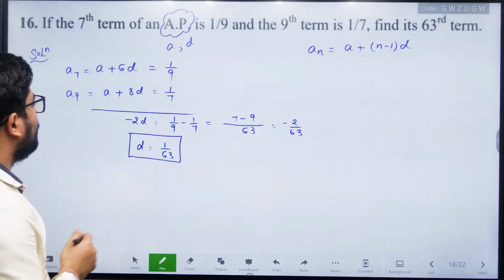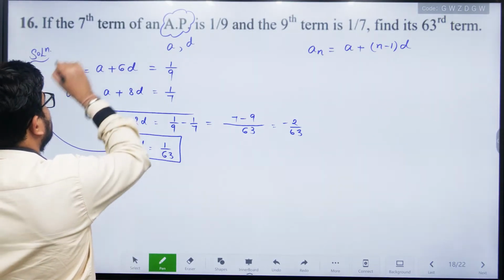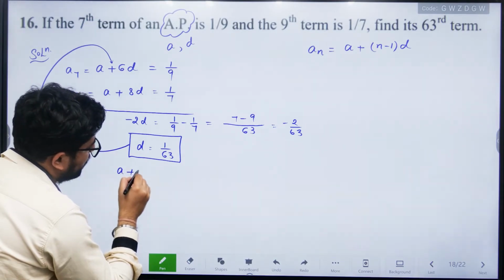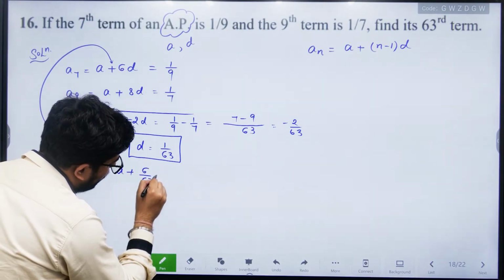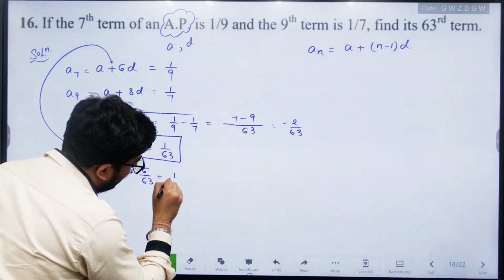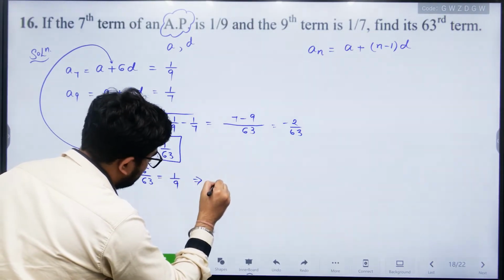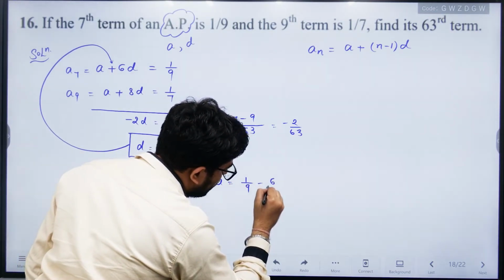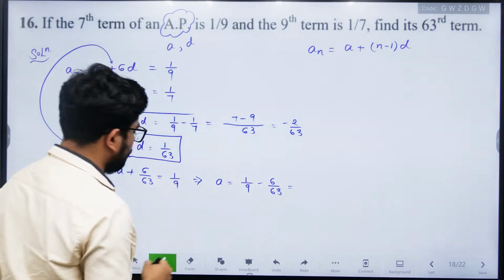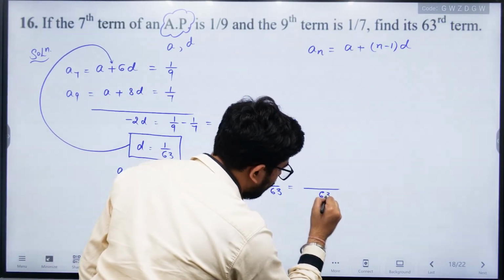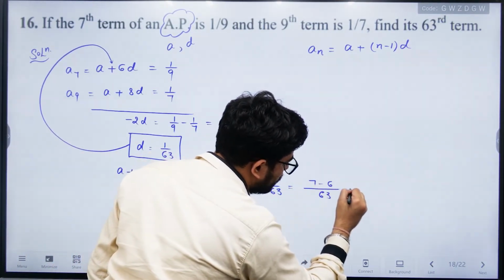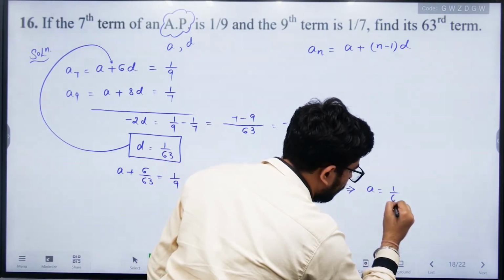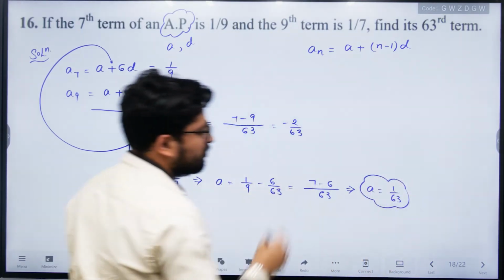So now you have D. Put the value of D in equation 1. So you'll get A plus 6 by 63 is equal to 1 by 9, which implies A is equal to 1 by 9 minus 6 by 63. When you simplify it, the LCM is 63, so 7 minus 6, which implies A is equal to 1 by 63. Got it?